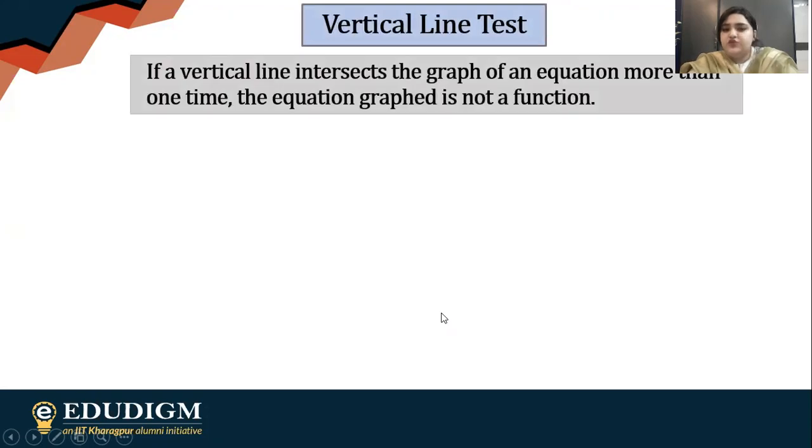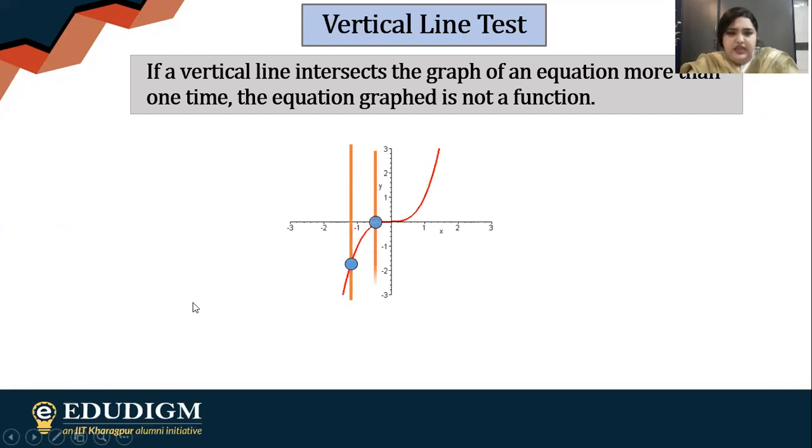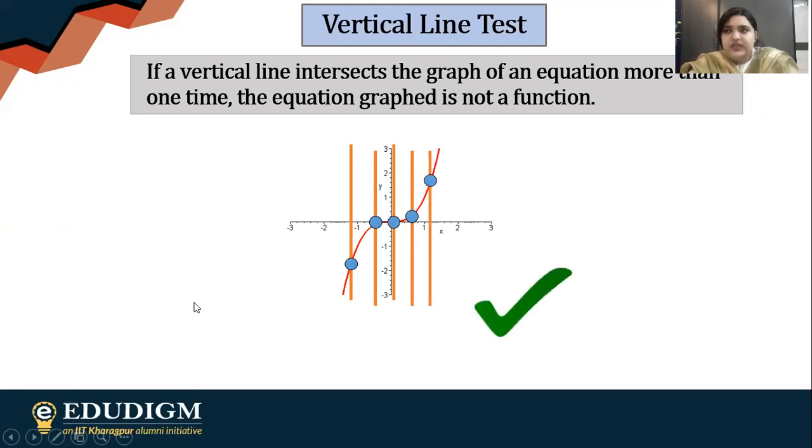So basically what you do is whenever you consider the graph of a function, you draw any vertical line. If it intersects the graph at more than 1 point, then the graph does not represent a function. For example, suppose I'm taking this graph. So I draw any vertical line. I will see that it intersects the graph at exactly 1 point. So it's a function.